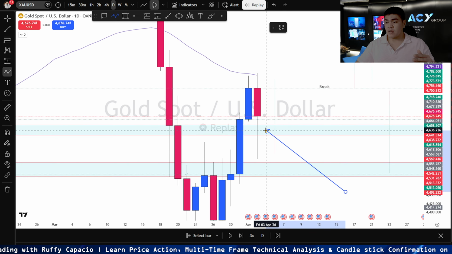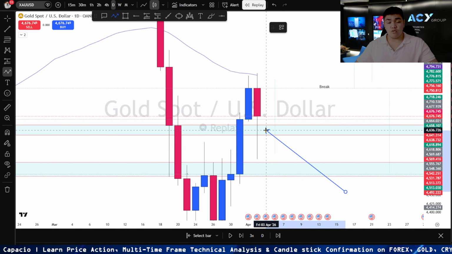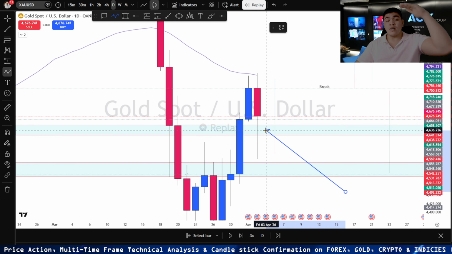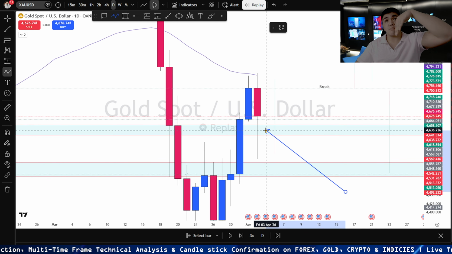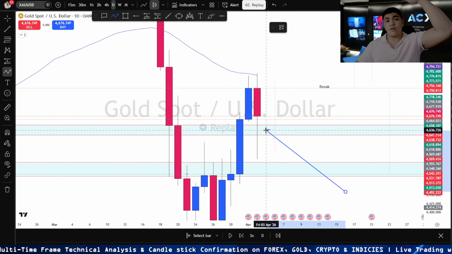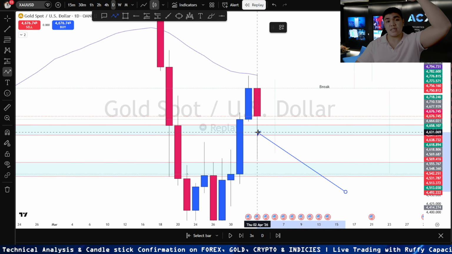The same concept as a house. The floor is below, right? So therefore, we call it a support. But once price is below, same as in the house analogy, a house has a ceiling.